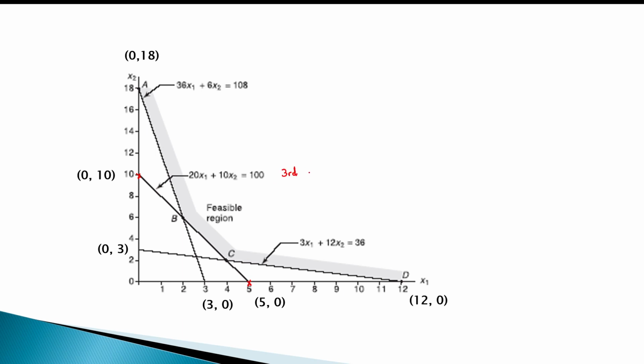From the third constraint, connect it. And for a standard minimization problem, the region is greater than. So up to this line, all the upper part is greater than, including everything.